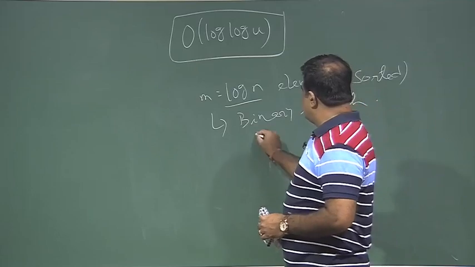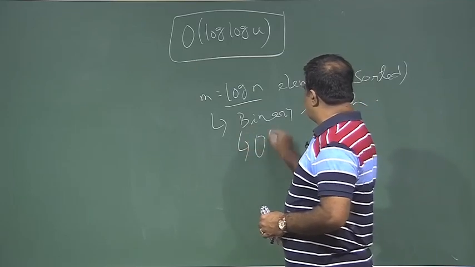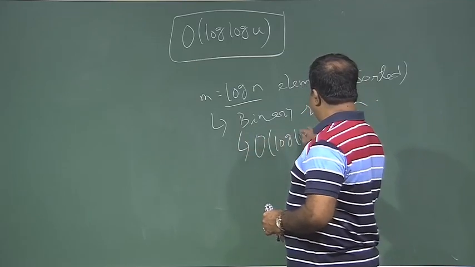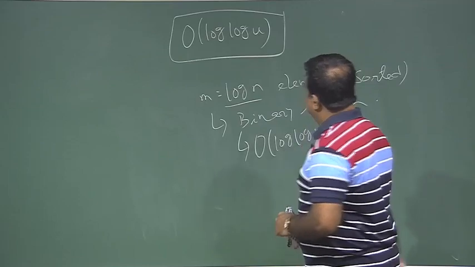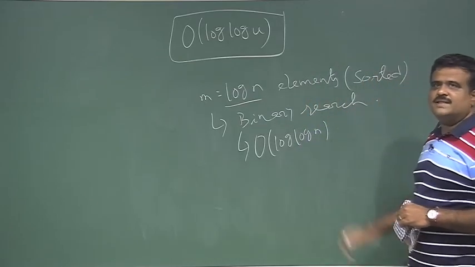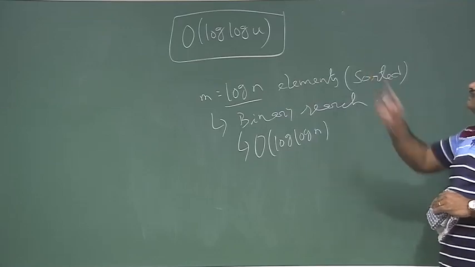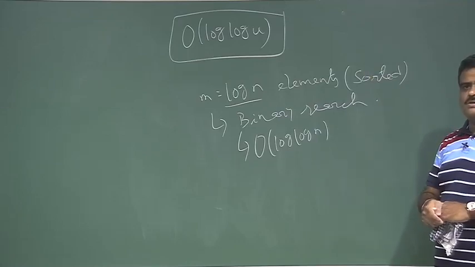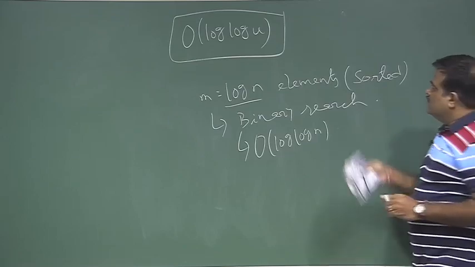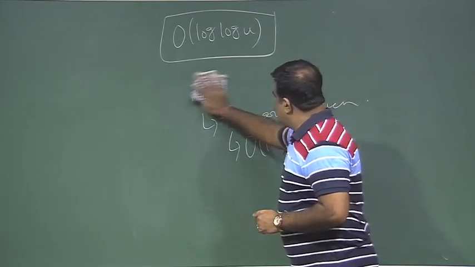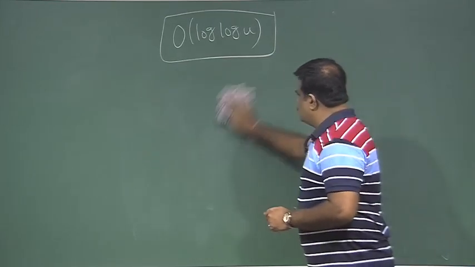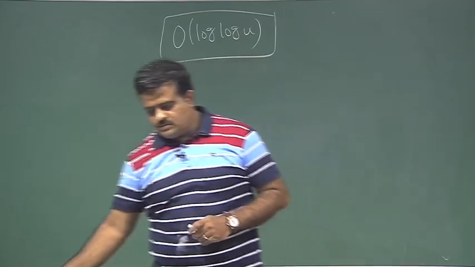Then we can get this binary search will take order of log n. Okay. So, this binary search will take order of log n. Any recurrence can give us this solution, order of log u. Do you have any recurrence? Can you think of any recurrence which can give the solution order of log u?